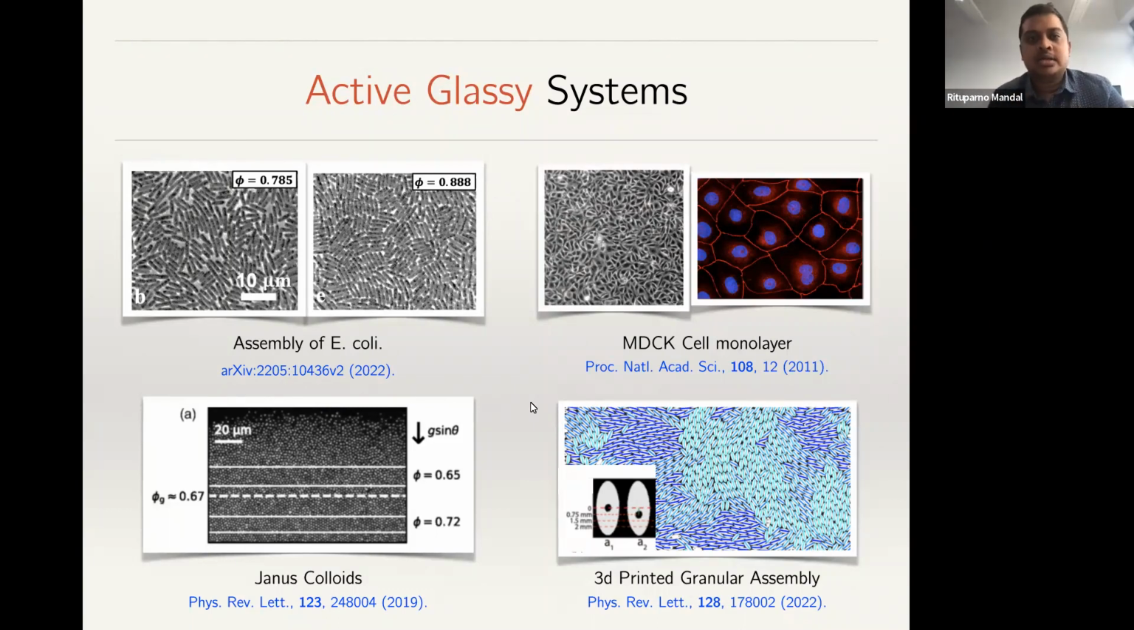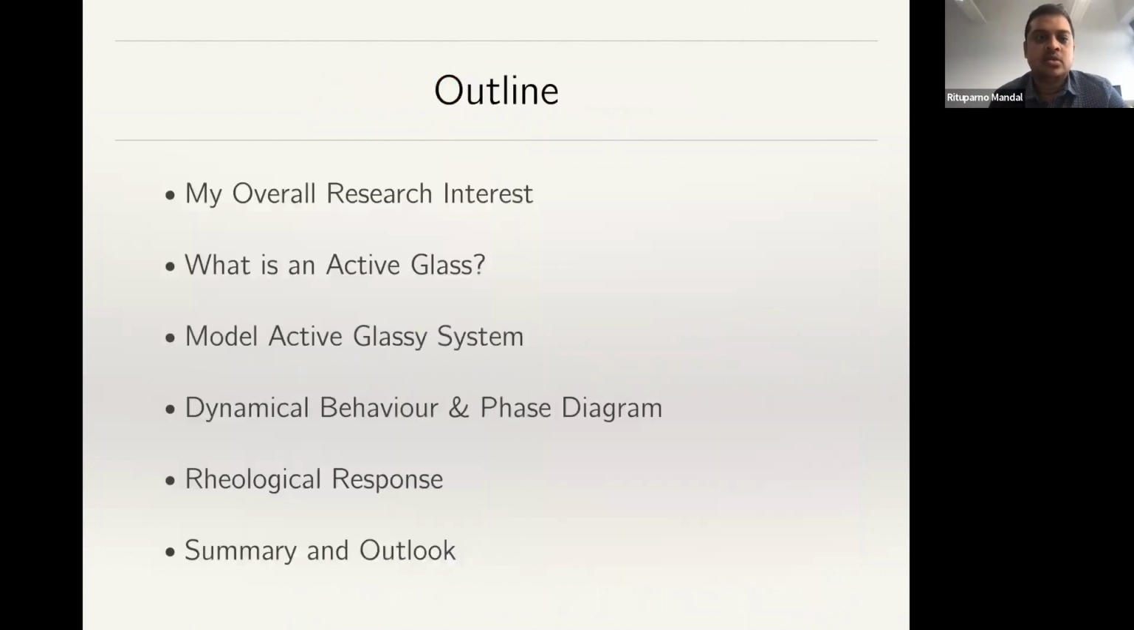Now, to understand such active glassy systems, our approach would be to start looking at models. So if we have simple models where we start with the basic elements that give you some kind of active dynamics and also basic elements to make it a glass, then this is what we want to start with. And then we would like to see how the system behaves if we change different parameters that represent activity, and whether we can have some generic understanding about those glassy active systems or not.